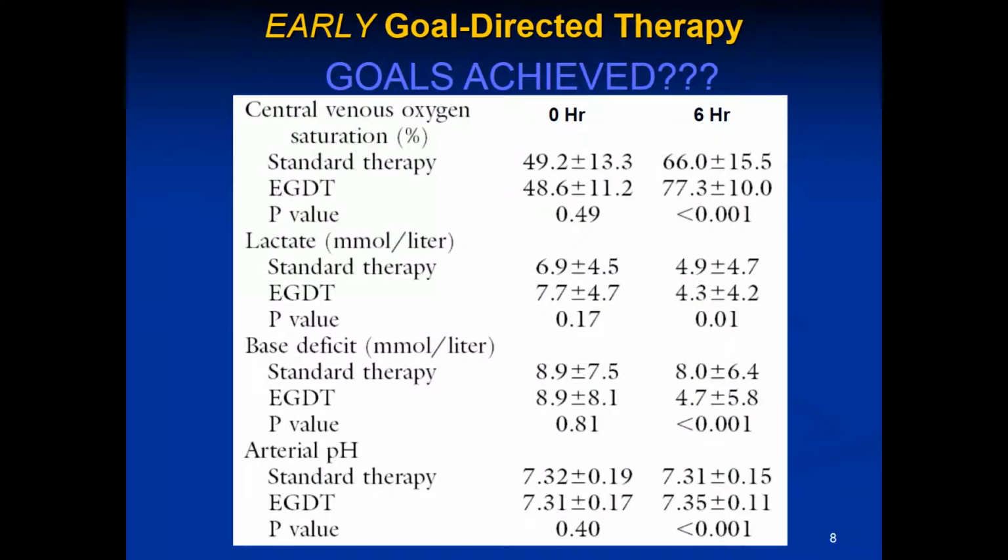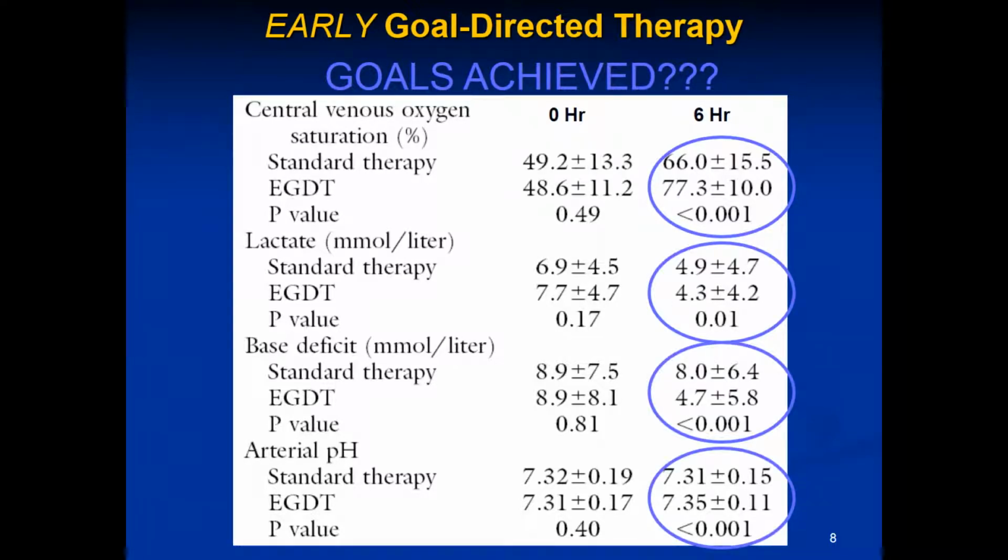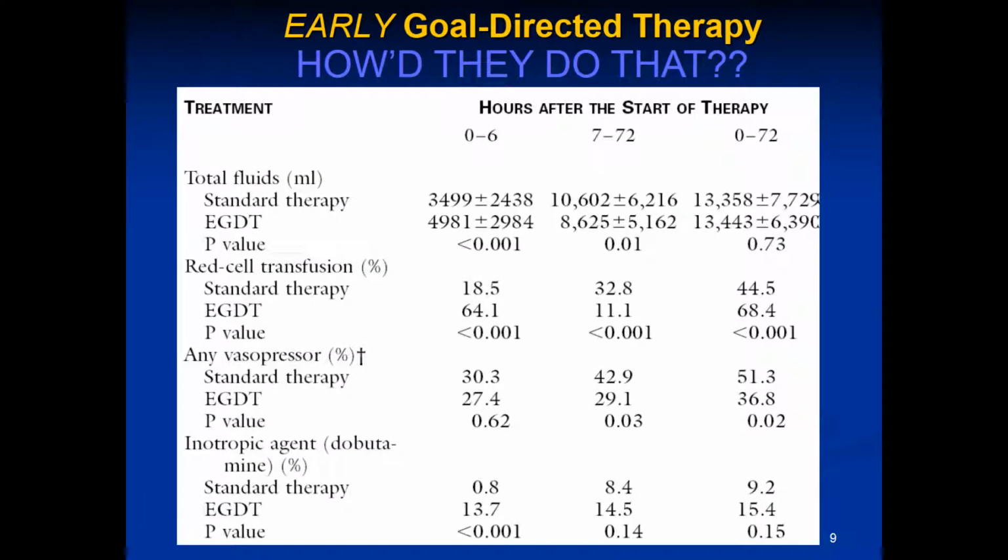And this slide just shows that they managed to achieve the goals set out for the early goal-directed therapy group. So at baseline compared with 6 hours, the early goal-directed therapy group had achieved the goals relative to the standard therapy group as listed here in terms of central venous saturation, lactate, base deficit, arterial pH. And then what has been the topic of intense discussion over the last 16 years since this trial came out is what was the basis for the improvement in this trial? What was the benefit?